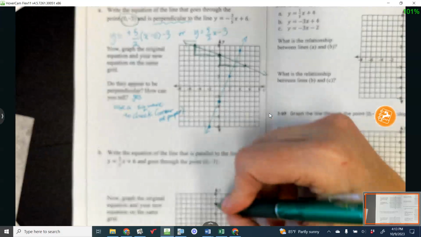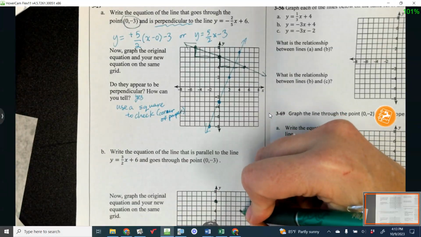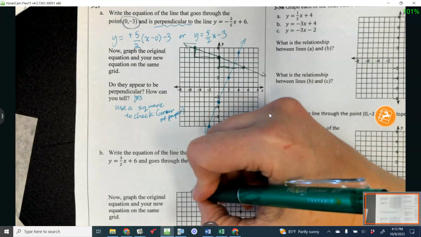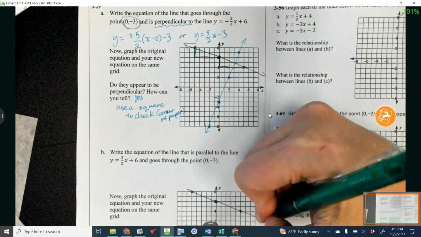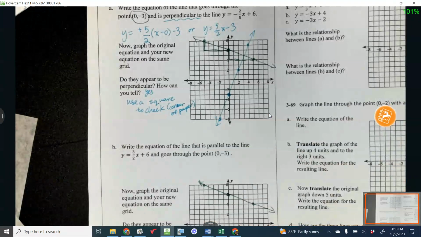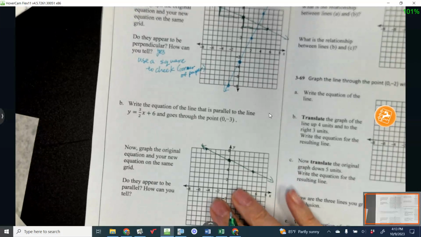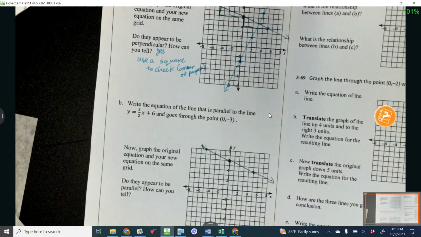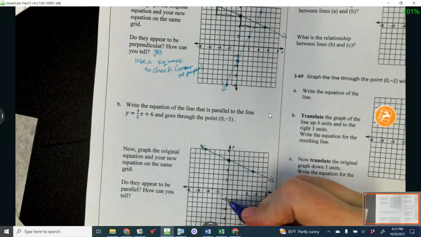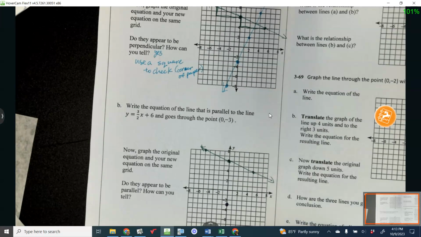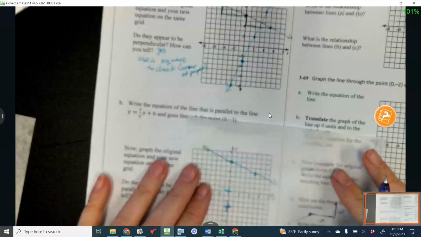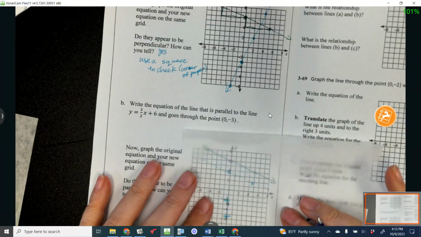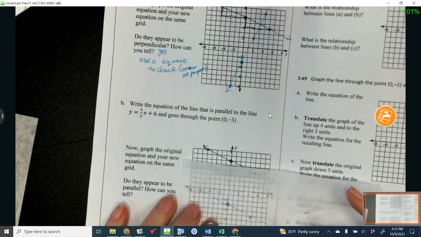You want the same exact starting equation, 2 and 5, and the same passing through point. This time though, instead of rotating my line, I'm just going to shift it until it goes through.